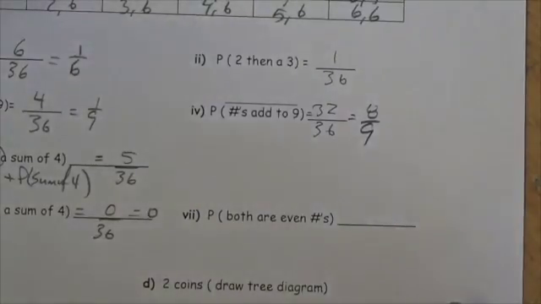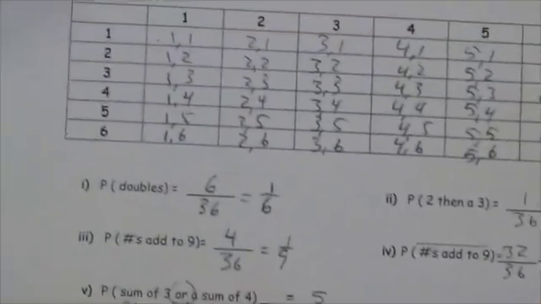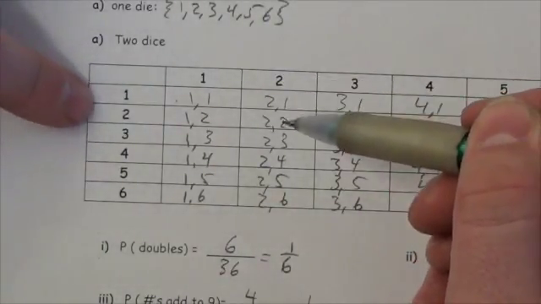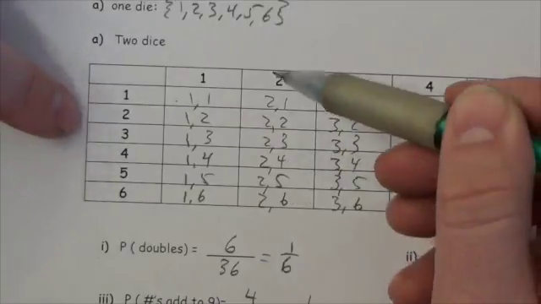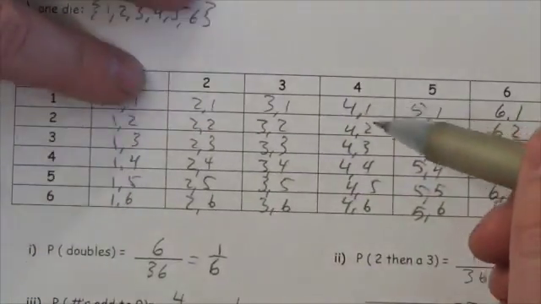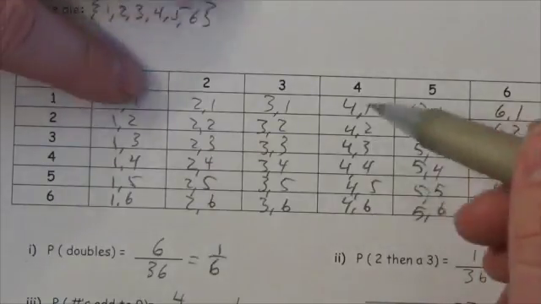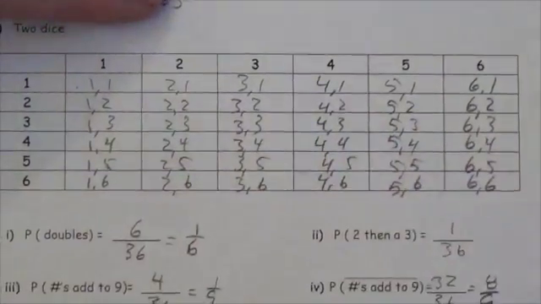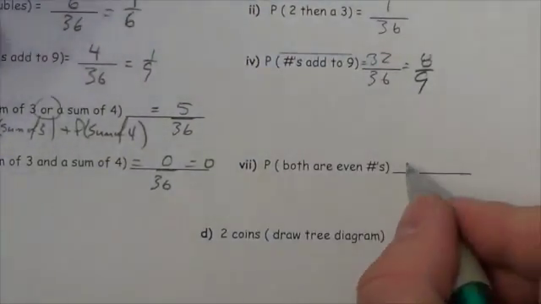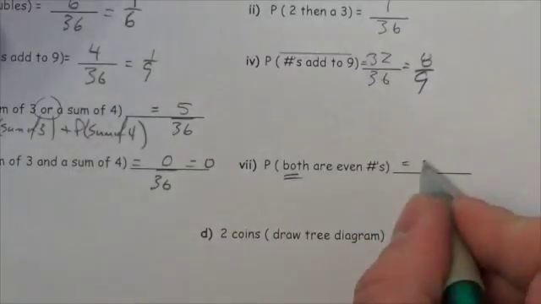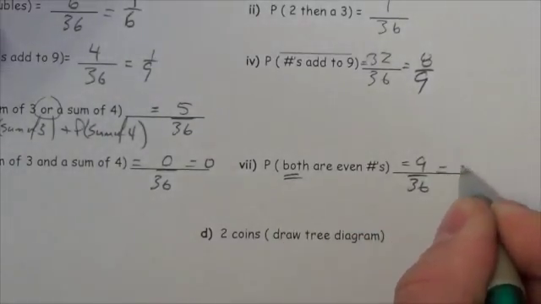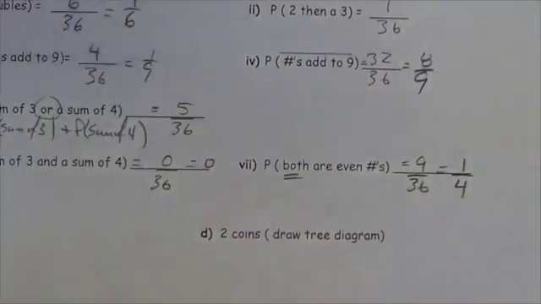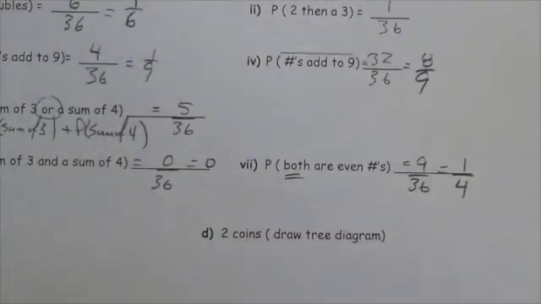Both are even numbers. Okay, let's come up to here. Well, if both are going to be even, then if one of them is 2, then I could get 2 and 2. So it's 1, 2, 3. There's 3 ways here that could occur. And 3 ways here. So 3 and 3 and 3. So there's 9 ways total that could occur, that they're both even numbers. So that's 9 out of 36. And I'm just really counting that out. And when I reduce that, I get 1/4. So 1/4 of the time, both numbers will be even.